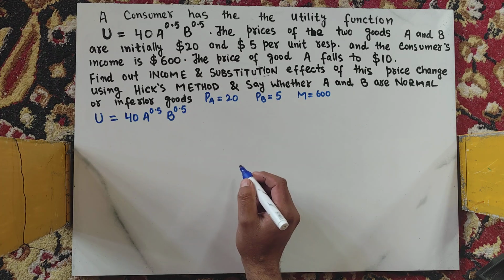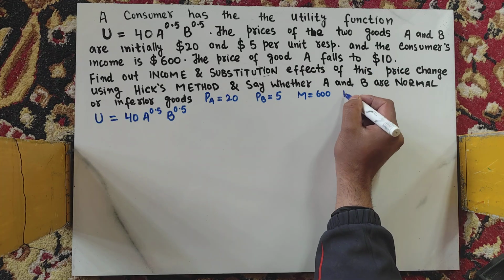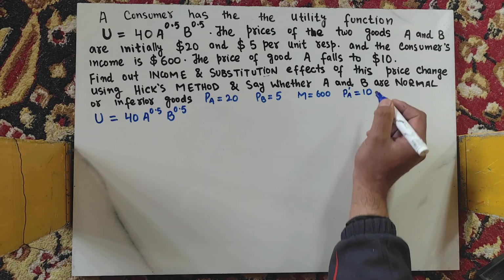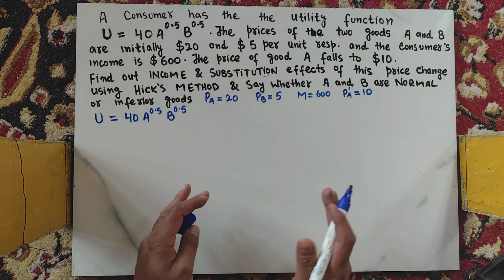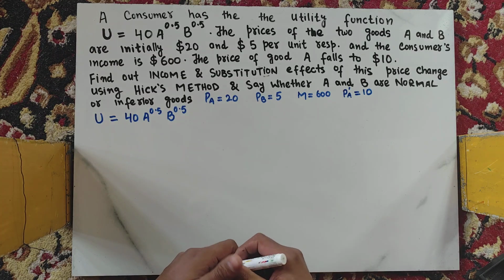Also we are told that the price of good A has fallen to $10. Let us denote it like this: price of A prime has fallen to $10. We need to find out the price effect, and we need to decompose it into income and substitution effect using the Hicksian method.